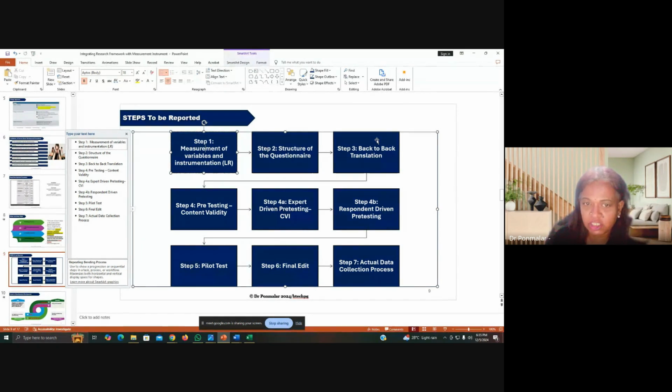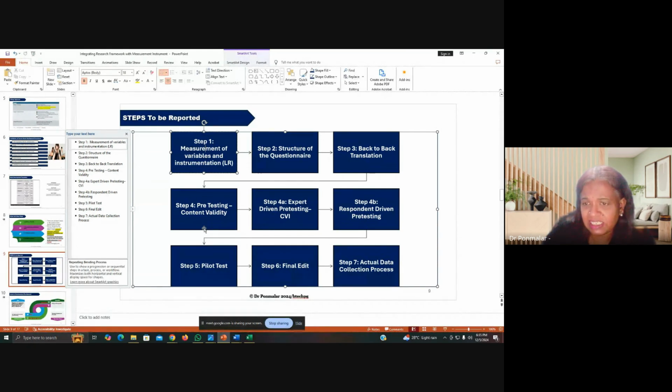Once we have done the translation, if it is necessary, you need to do pre-testing. Step 4 is pre-testing. Under pre-testing for content validity, you need to validate the content now. After you adapt in step 1, you will do the adoption. Once you have done the adoption, you will send it for translation. Once the translation is over, you need to do content validity testing.